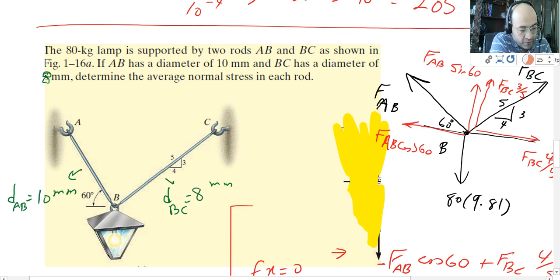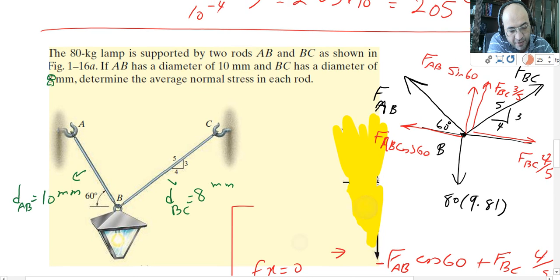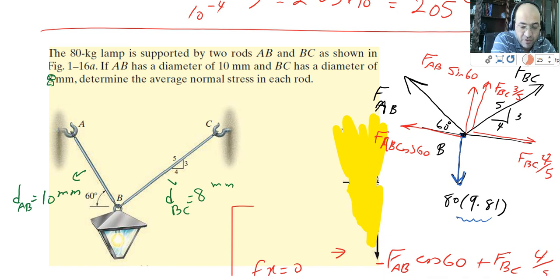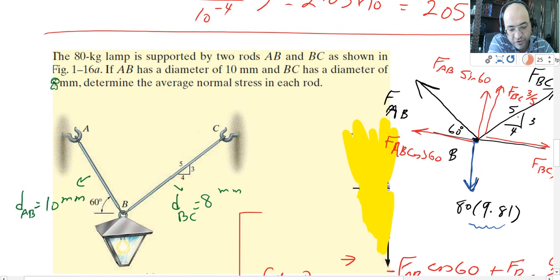I'm going to draw the free body at point B. And that's going to be here. At the point B, I have one force that's going down. That's the weight, 80 times 9.81. Another reminder: because the mass is in kilograms, you have to convert it to Newtons. I multiply by 9.81. And I have 2 forces for each of those cables, FAB and FBC. The angle for one of them is 60 degrees. The other one they give me with the ratio of 3, 4, and 5 in this little triangle.